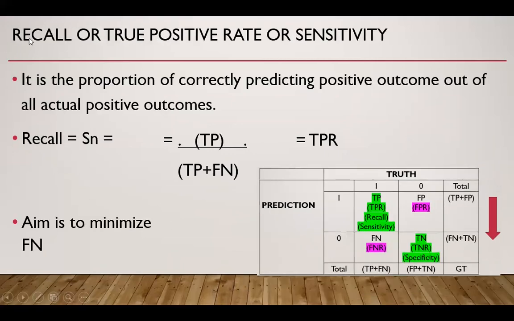Then recall or true positive rate or sensitivity, these three are same. So it is the proportion of correctly predicting positive outcome out of all actual positive outcomes. So these are all the actual positive outcomes, and out of these, correctly predicting the positive outcome is the recall. So recall is equal to true positive divided by true positive plus false negative. It is also equal to sensitivity or true positive rate. Here our aim, if we increase the recall, then we achieve the minimum false negative. If this is minimum, then the recall is higher.